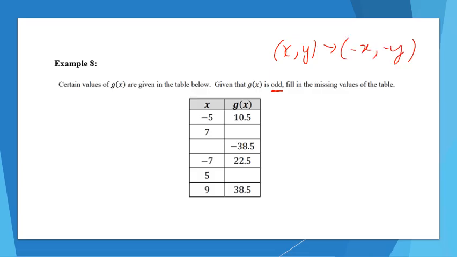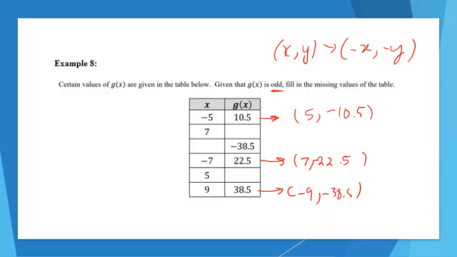So the first thing that I would do is find any coordinate here that's a full pair, and I would use this to write out the coordinate of the other point that we know for sure. So taking the opposite of both of these x-y coordinates, we would have (5, -10.5). Here we would have (7, -22.5). And then here we would have (-9, -38.5). And hopefully we can use this to fill in our table.